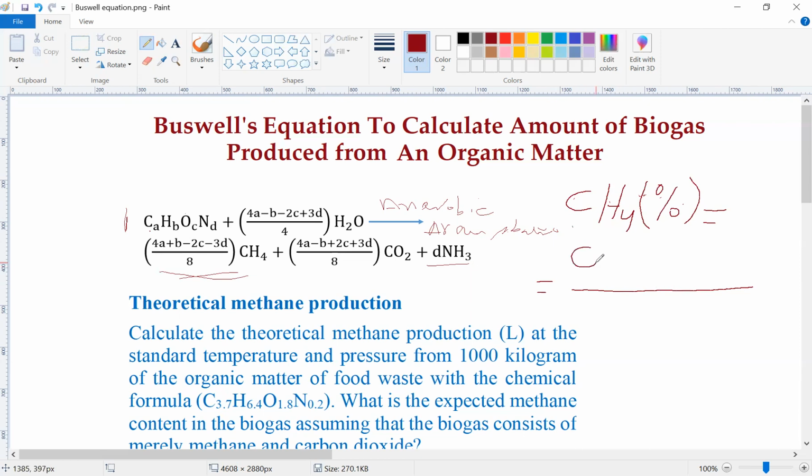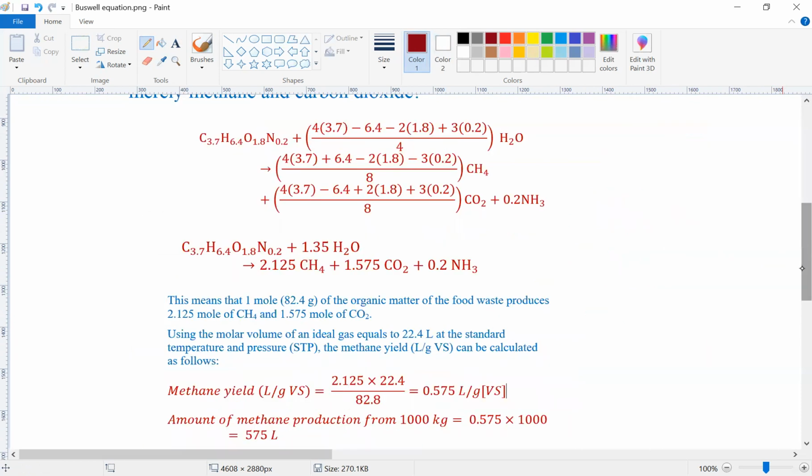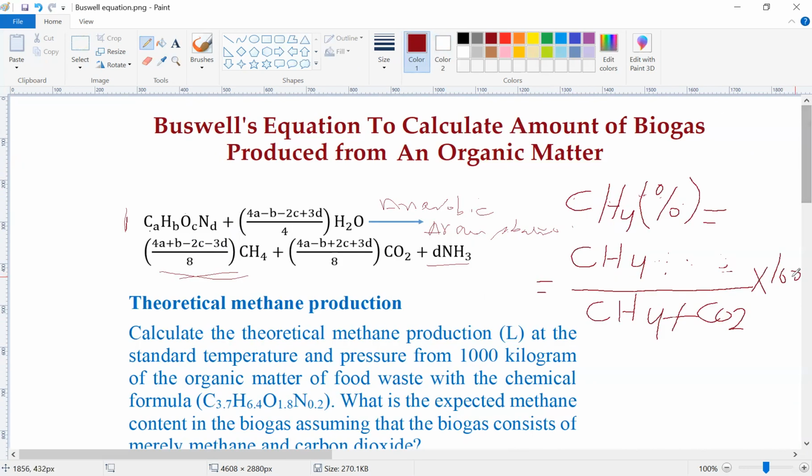number of moles of CH4 divided by number of moles of CH4 plus number of moles of CO2. And of course, if you would like to have it as a percentage, you can multiply by 100. We'll see how we can do that in a second.